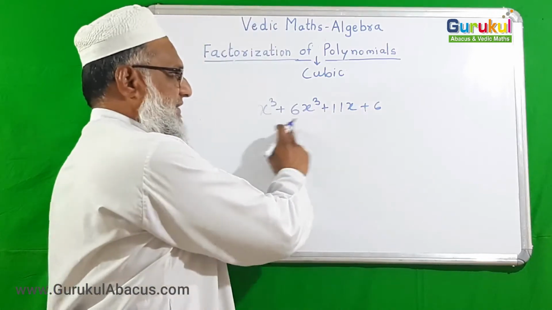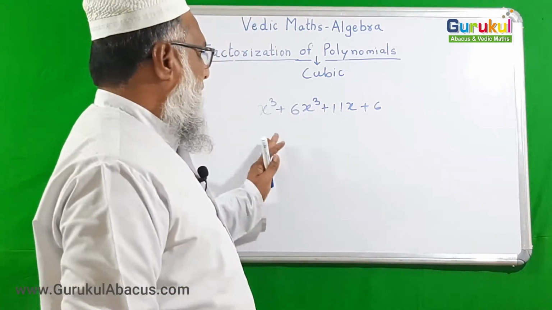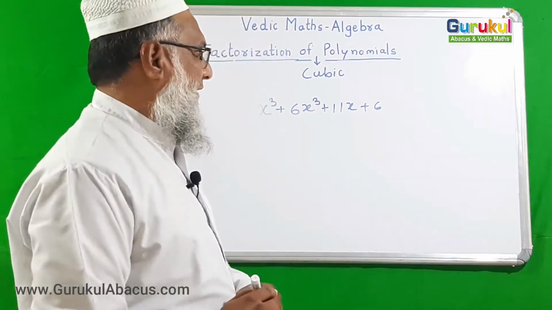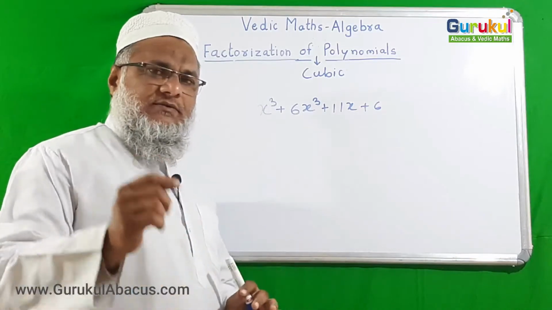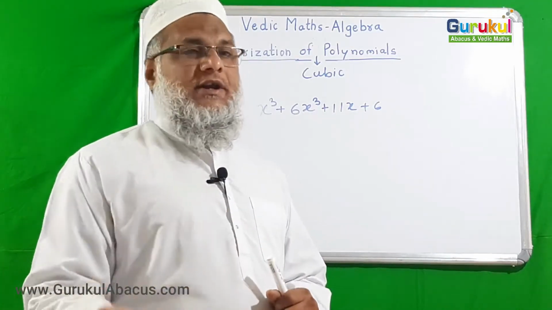Here is the one example we have taken. Now we are going to find three factors from it. But before that, one thing I would like to tell you: without solving, just by observation, we can find one factor of it. So how can that be?